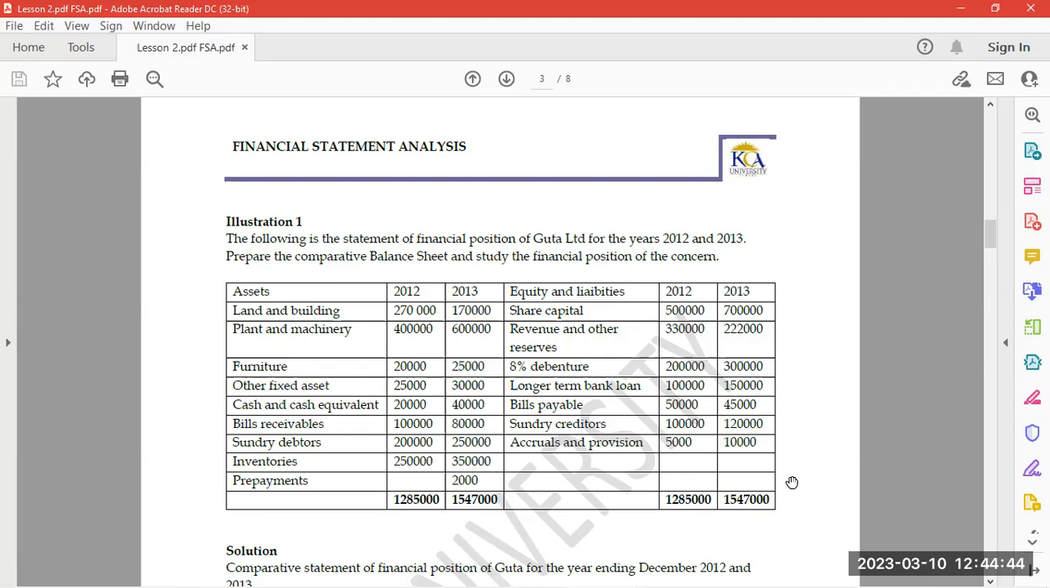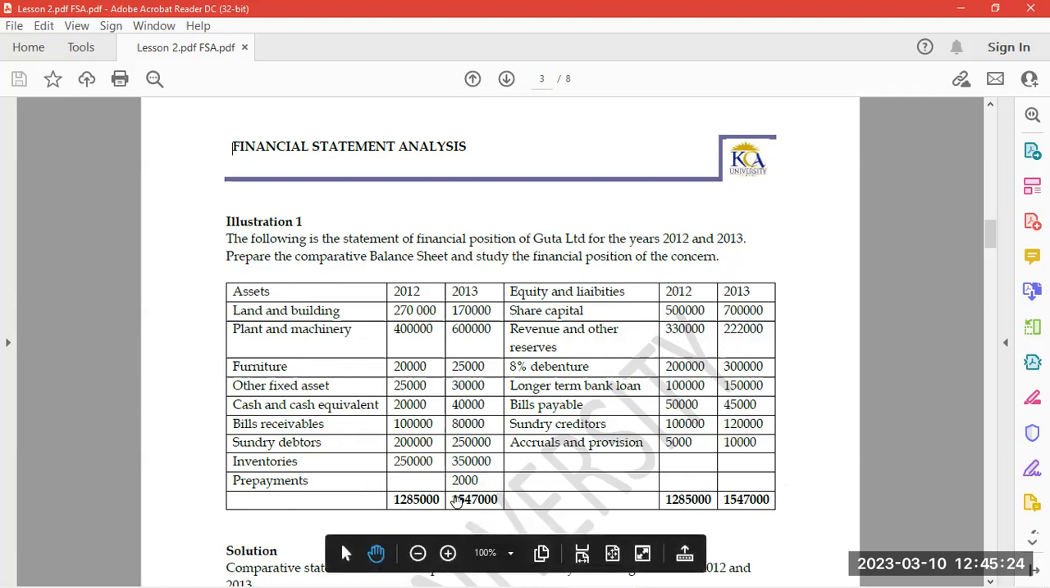In equity and liabilities, for 2012 and 2013 respectively, we have share capital 500,000 and 700,000. We have revenue and other reserves 330 and 222. We have 8% debentures 200 and 300,000 respectively. We have long term bank loan 100,000 and 150,000. We have bills payable 50 and 45, sundry creditors 100 and 120. We have accruals and provisions 500, 5,000, then 10,000.